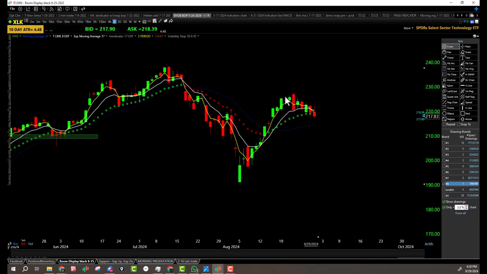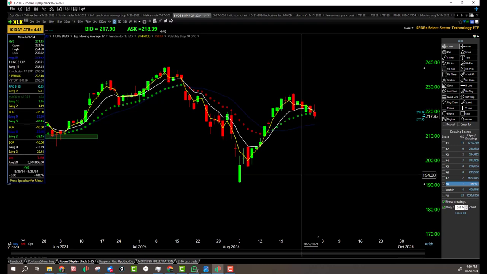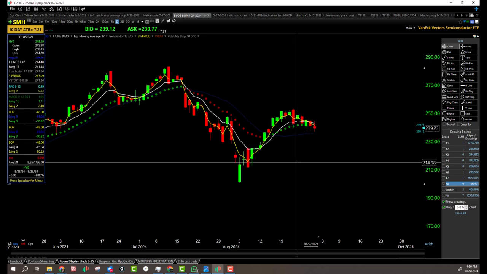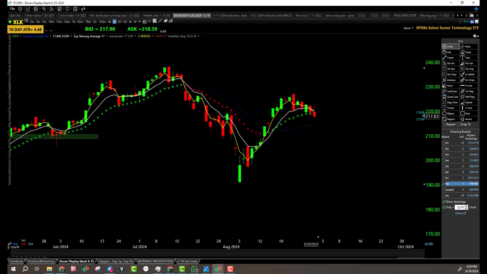XLK, same bull flag, same as SMH right there. Okay, move up, holding the higher ground. Remember what I like. Here's SMH again, move up, hold the higher ground. Here's XLK, technology sector, move up, hold the higher ground. They've been in an uptrend since they took out that high right there. Okay, so XLK in an uptrend. All right, just putting in the bull flag.